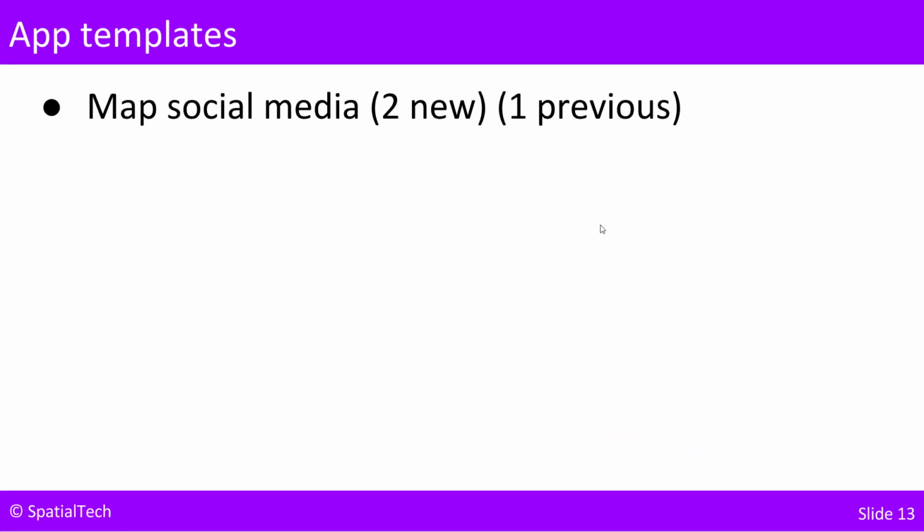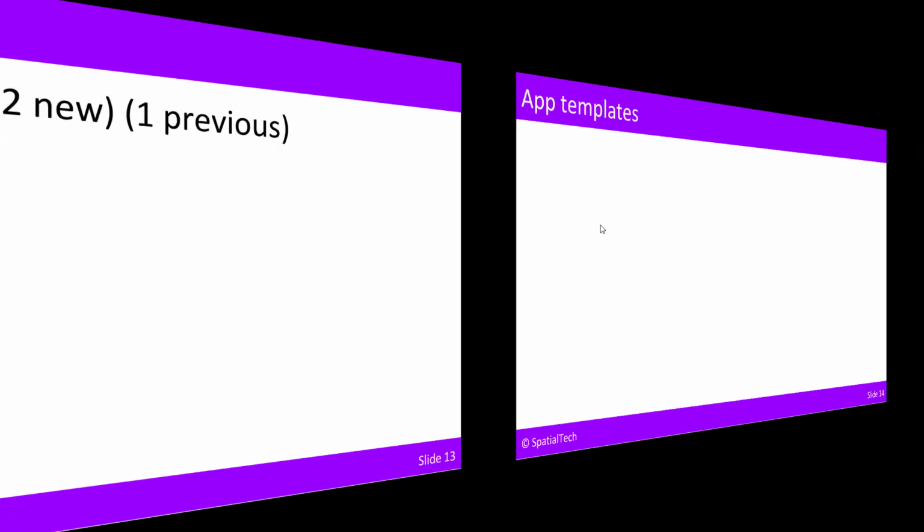There's lots of map social media, right? Some of these are tied to the existing story maps, right? Public information and live maps. And the previous ones were the map tour.